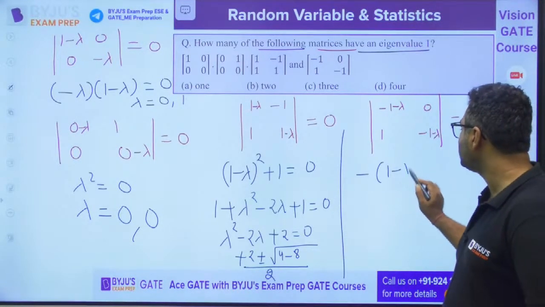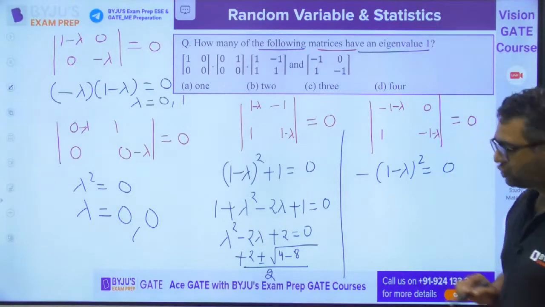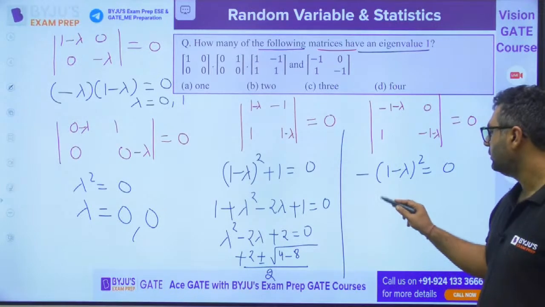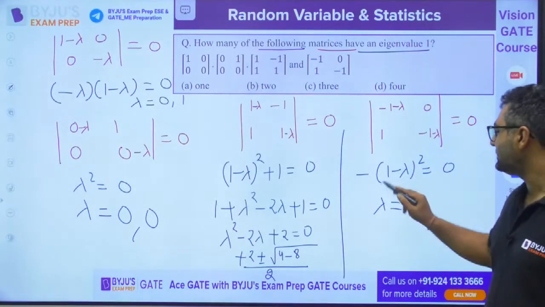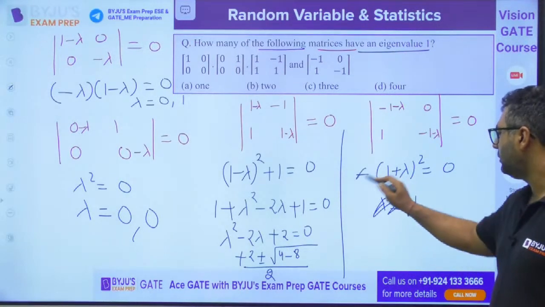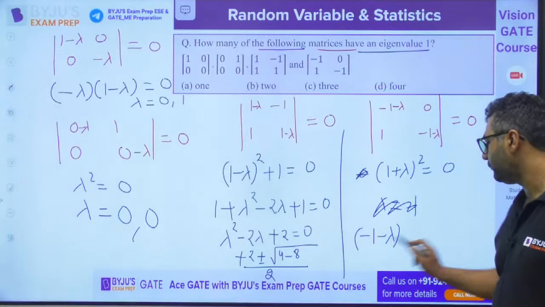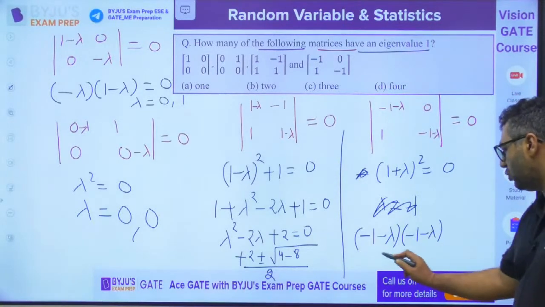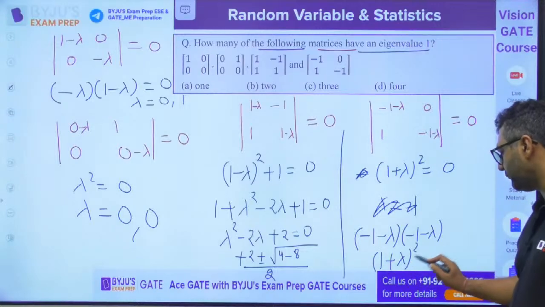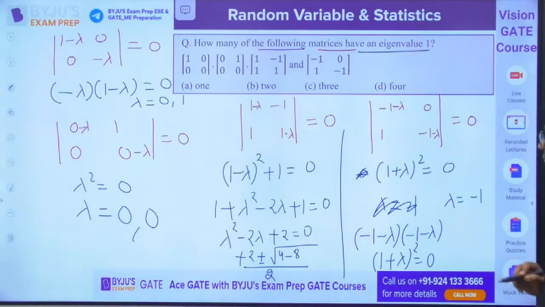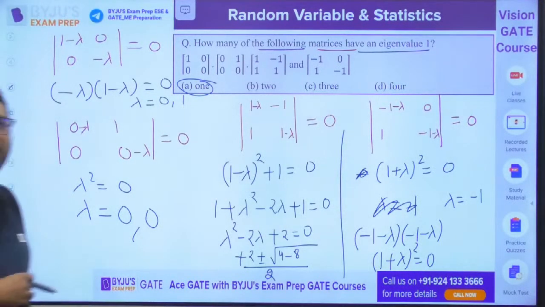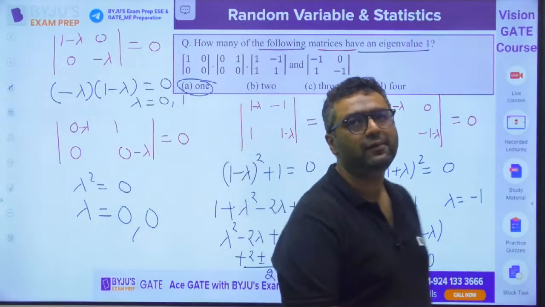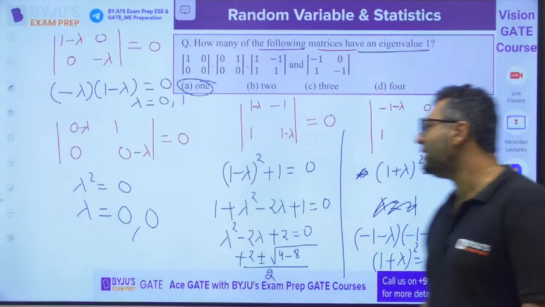So minus of (1 minus lambda) squared is equal to 0. So what will you get here? No, minus is common, 1 plus lambda. It is minus 1 minus lambda, minus 1 minus lambda. So minus is common, (1 plus lambda) squared. So lambda will be equal to minus 1. So the answer is 1, I feel. Don't you feel the answer will be 1?